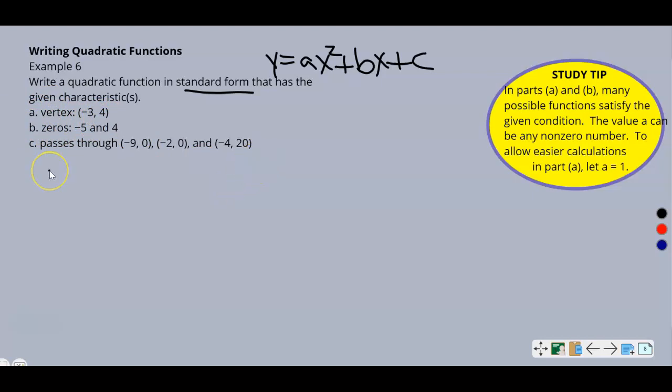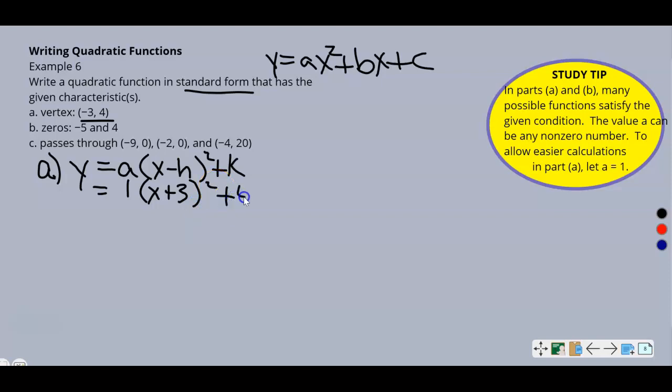Given the vertex, we're not going to go straight to standard form. We're going to put it in vertex form first. So a(x - h)² + k is my vertex form. Remember, if we're given our vertex, that gets substituted in for h and k. They don't give us an a, so we can assume a to be 1. x minus h, with h being -3, becomes (x + 3)², and then plus 4 is our k value. So this is now in vertex form.